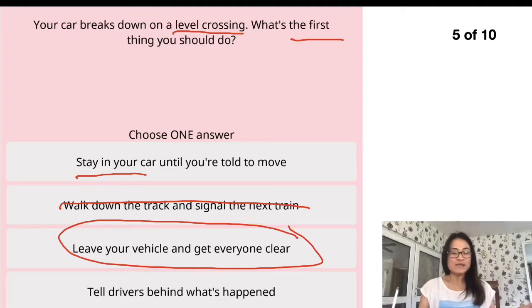The last one said tell drivers behind what's happened. This one, it didn't explain anything about how you're going to tell, isn't it? You can just stay in the car and shout out. So yes, of course, you need to tell the driver behind that your car is stuck. But the first thing is leave your vehicle. Keep everybody clear of the track.